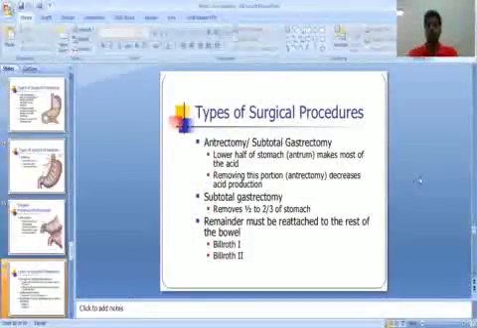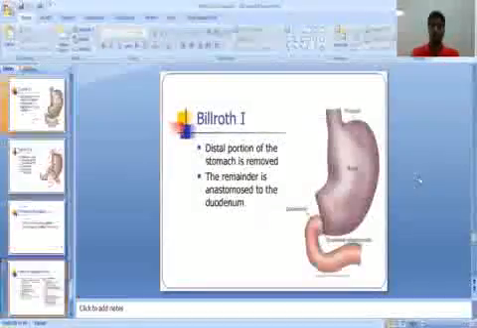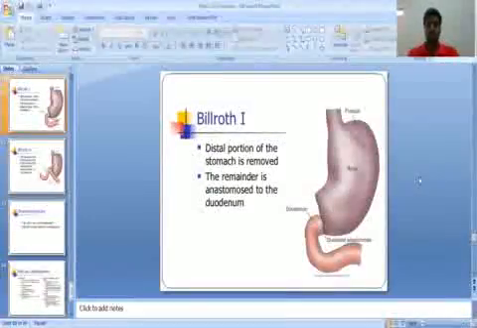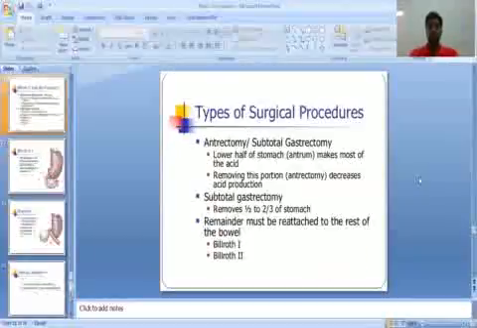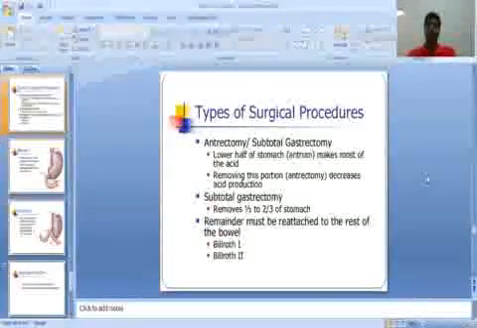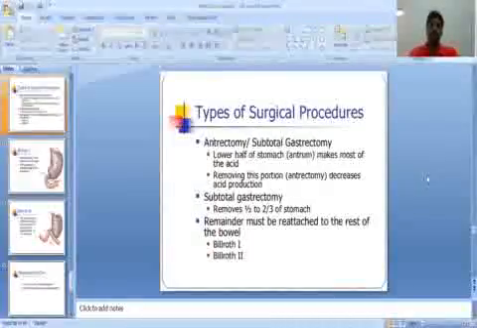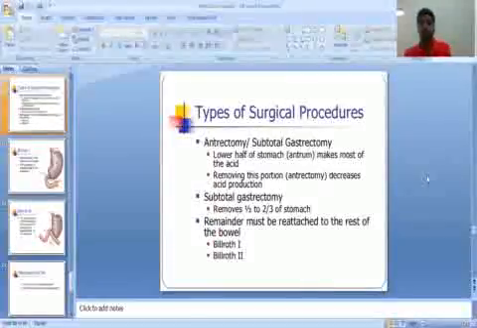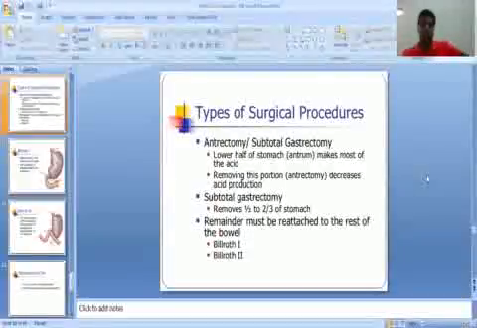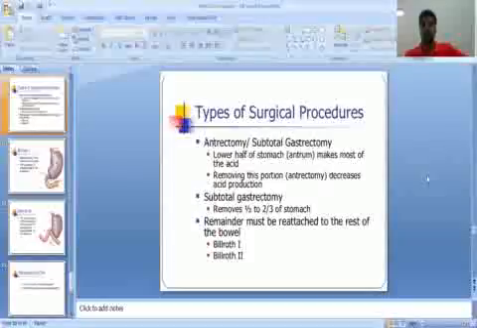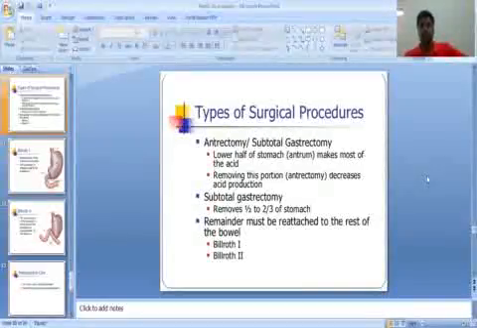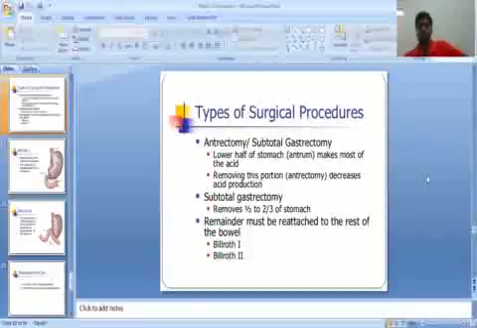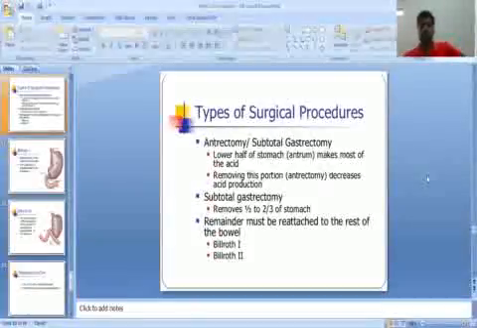The remainder must be reattached to the rest of the bowel. Below, the distal portion of the stomach is removed. Enterectomy, I am repeating this. The lower half of the stomach makes most of the acid, so removing this portion decreases the acid production. This is the enterectomy, subtotal gastrectomy: remove two thirds of the stomach. Third one is that the remainder must be reattached to the rest of the bowel.